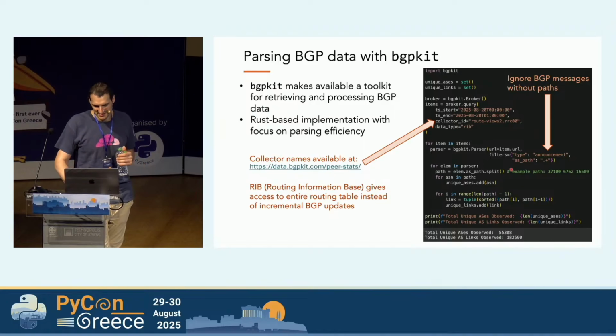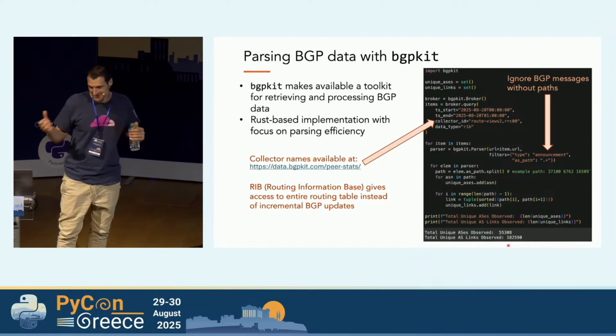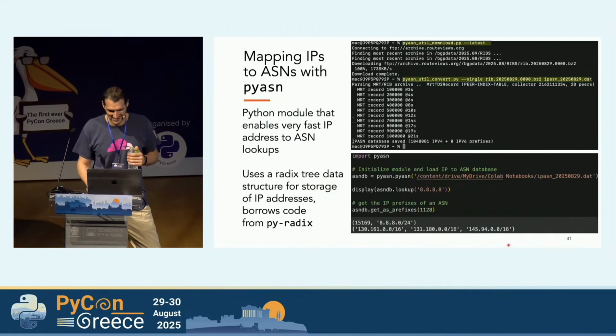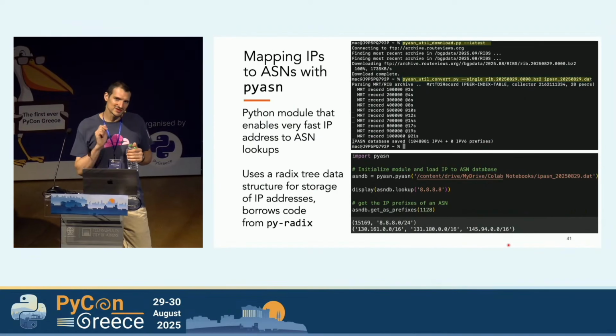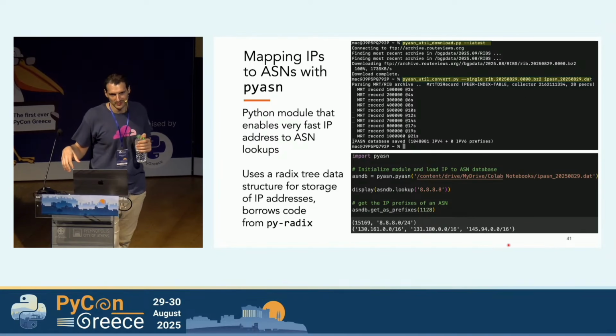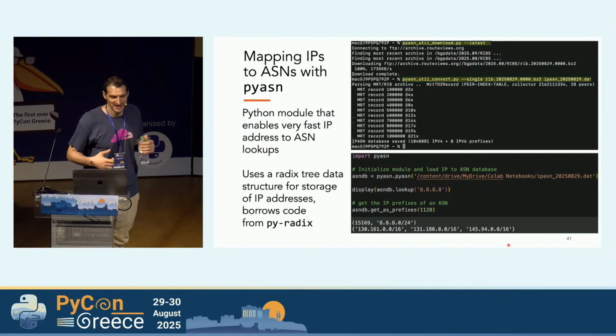So here, for instance, in this very short Python code, I measured the total number of ASes and the total number of AS links: 55,000 ASes, 180,000 links, right? It's a big network. And we can also use this data to map the IP hops in the traceroute to ASes. There is this nice Python library called PyASN.